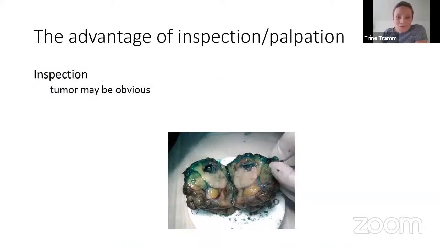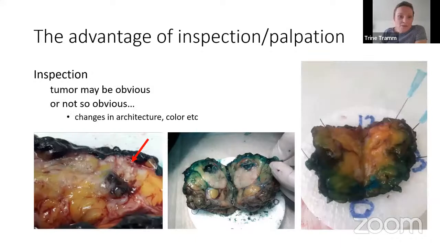So sometimes the tumor is very obvious, sometimes it is not. To the left, what we see here is DCIS extending right to the margin, and this has a more whitish color. And to the right, we have the tumor again. And what you may see here is that there's a tiny, tiny orange periphery around the tumor, which we can see during inspection.